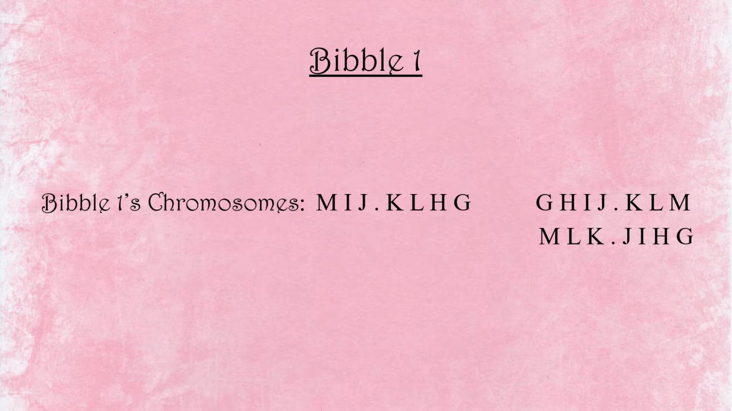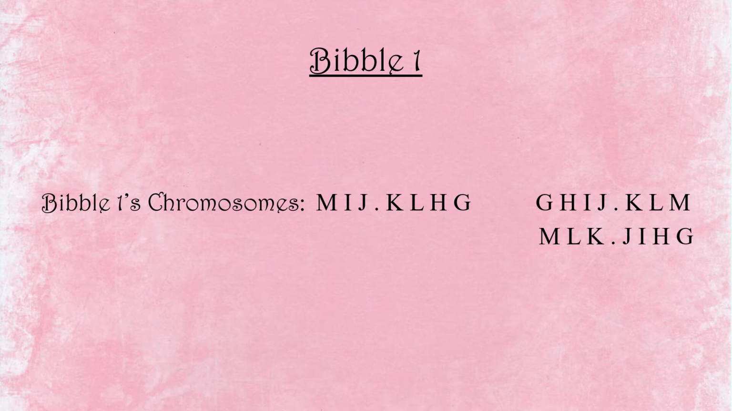Here are Bibble 1's chromosomes. The first thing to do is to see where the parts of the chromosomes match. We see here that the way this chromosome is right now, no parts match. So let's turn it upside down. We can do this because the chromosomes are free-floating, meaning they have no true beginning or end.